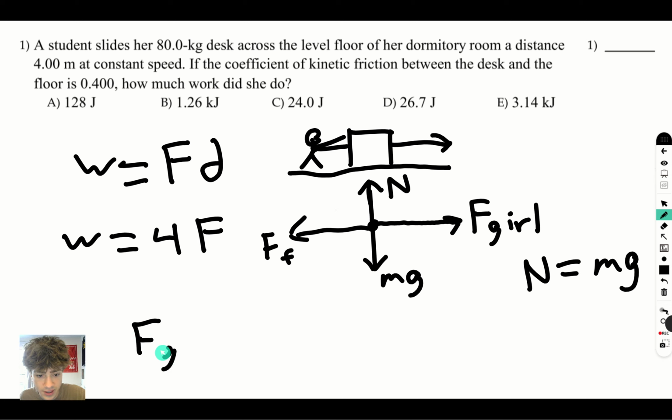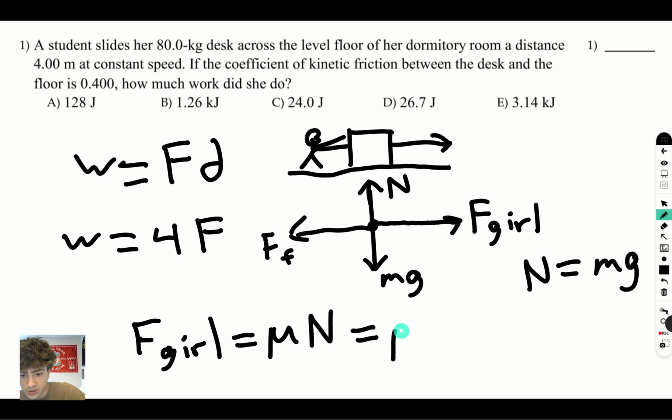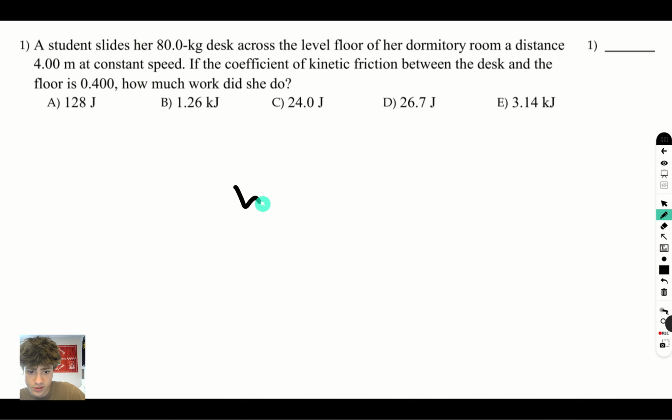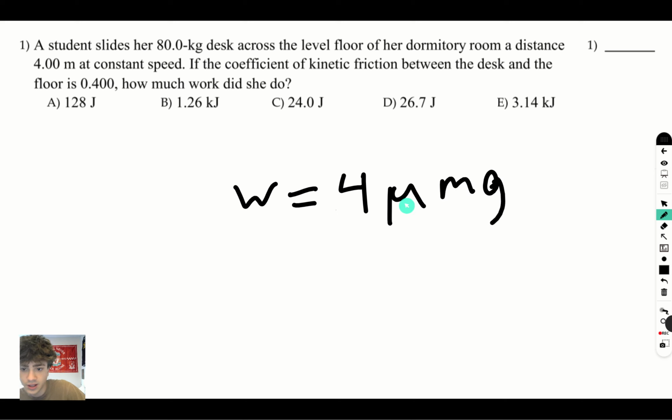Now let's just find what the force of the girl is. We know that our frictional force is simply mu, which is our friction coefficient, times our normal force. And we know that our normal force is simply mg. And now let's plug this force, mu mg, into our work equation. I'm going to erase all of this so we have a clear board. Our work is going to be equal to 4 mu mg. And from here, it's all just going to be plugging in and calculating.